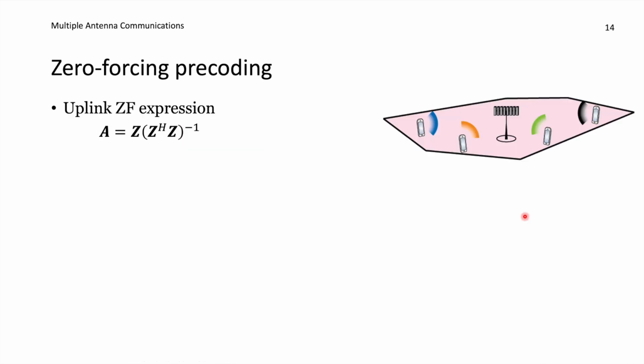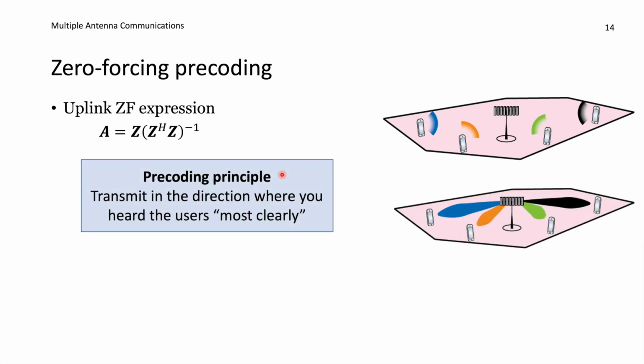We have only talked about the uplink so far in this lecture, but we can also define zero forcing precoding. If the uplink expression is that the matrix A is like this, H times H Hermitian, with an inverse, then this is how we distinguish between the different user signals in the uplink. We process our received signal to listen to the orange user by taking away all interference from the other K minus 1 users. When designing precoding, we can remember the principle from before that we should transmit in the directions where we heard the users most clearly in the uplink.